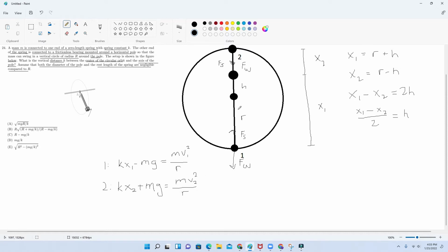Since the spring force at position 1 was going upwards and the gravity force was going down and the net force was still upwards, I just wrote kx1 minus mg equals mv1 squared by r. For the second force, since the spring force is going in the same direction as the gravity force, which is the same as their net centripetal force, I just wrote everything as plus. If I set up a proper coordinate system, I could have put pluses upwards and minuses downwards, but I just saved a couple of steps by keeping them relative to each other. Ultimately, they'll yield the same equation.